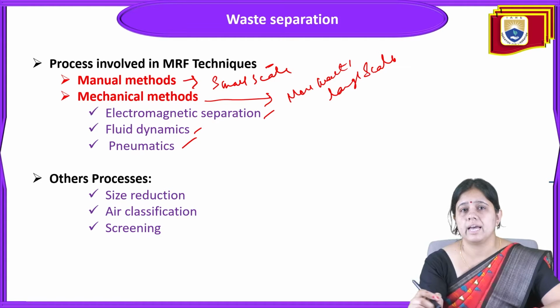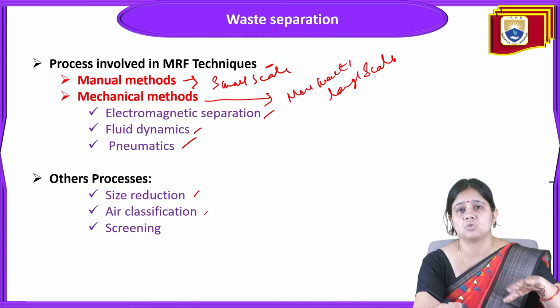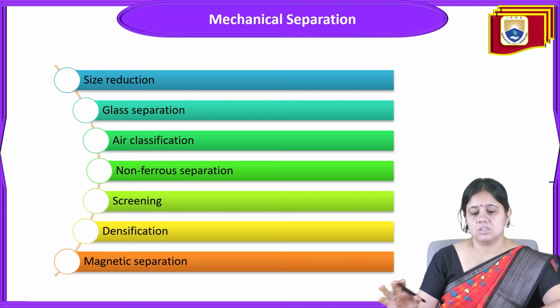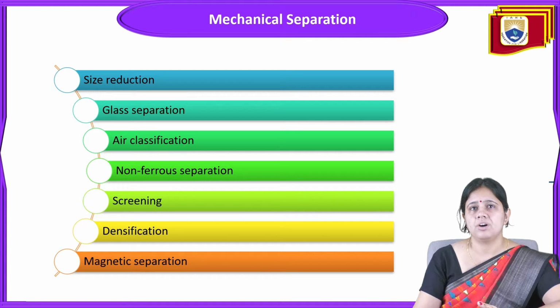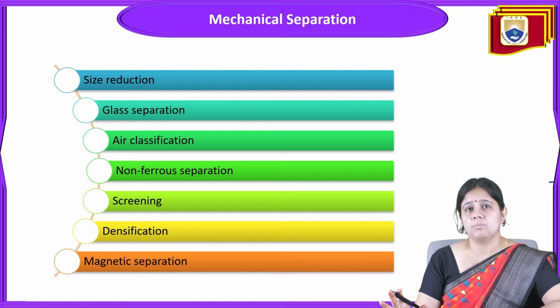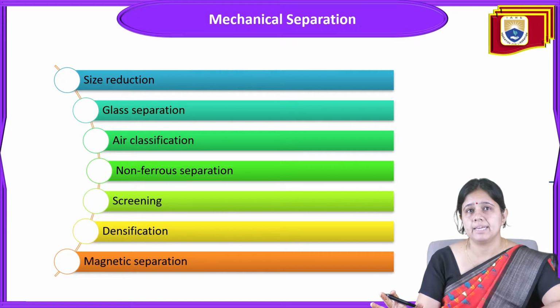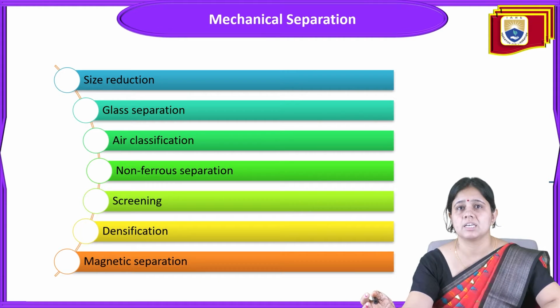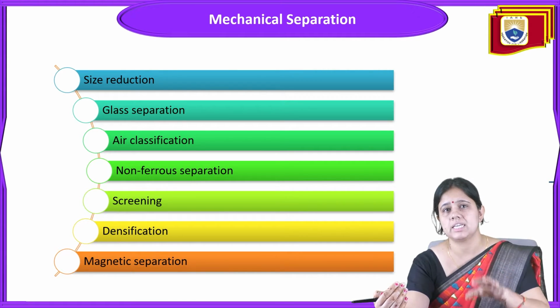So there are some other processes, like size reduction, then classification through air, then screening of the waste. Now we'll discuss everything in detail. For mechanical separation, the most important points are size reduction of the waste, then glass separation, air classification, non-ferrous separation, screening, densification, and magnetic separation. So for the mechanical method, these things are followed.